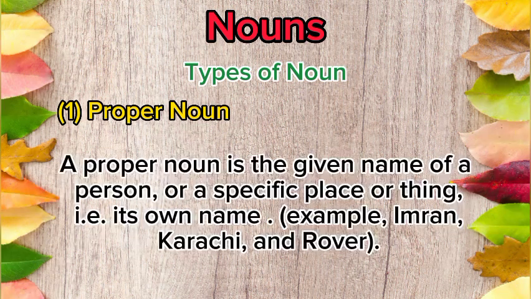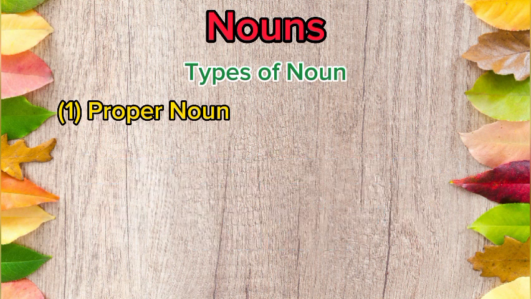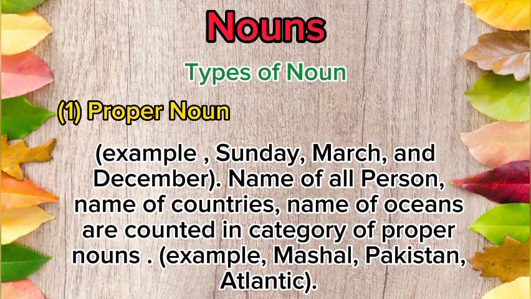A proper noun is the given name of a person, or a specific place or thing, i.e., its own name. Example: Imran, Karachi, and Rover. A proper noun always starts with a capital letter. All days and months are proper nouns and start with capital letters. Example: Sunday, March, and December.